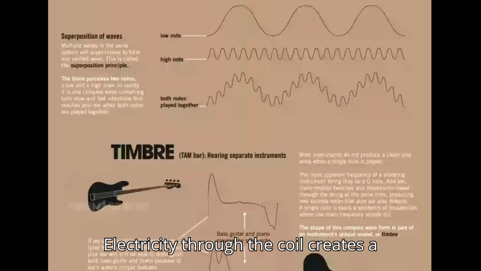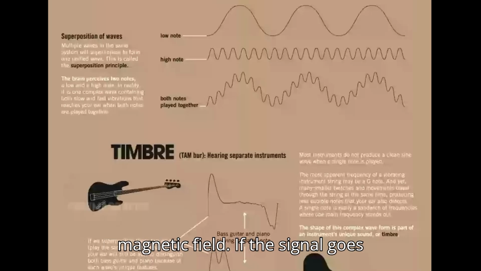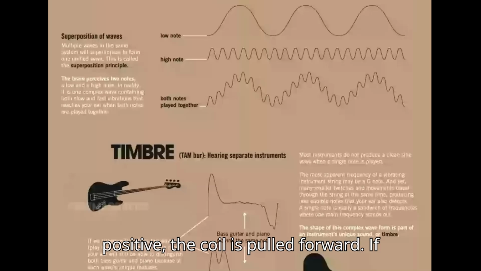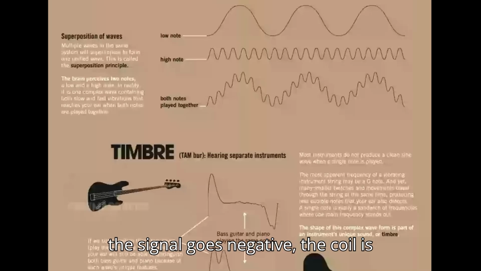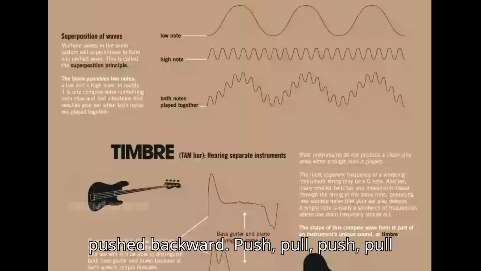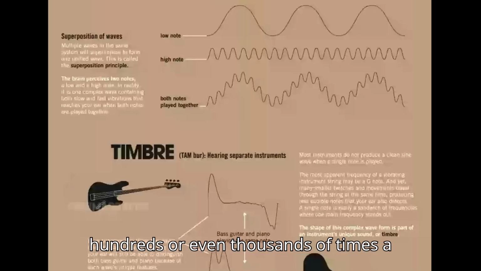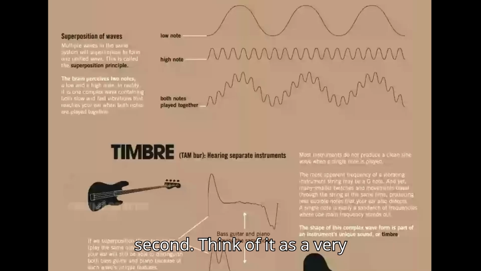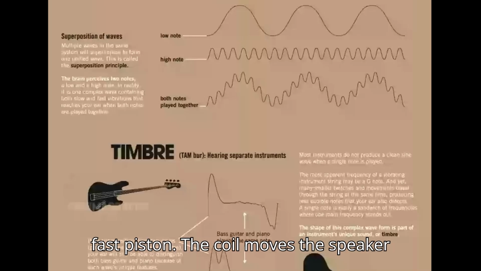Electricity through the coil creates a magnetic field. If the signal goes positive, the coil is pulled forward. If the signal goes negative, the coil is pushed backward. Push, pull, push, pull. Hundreds or even thousands of times a second. Think of it as a very fast piston.